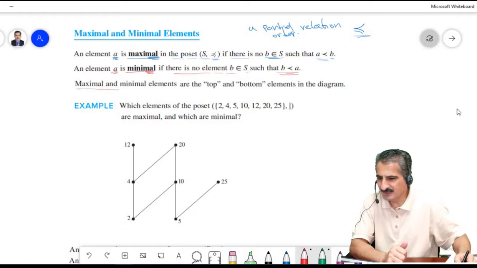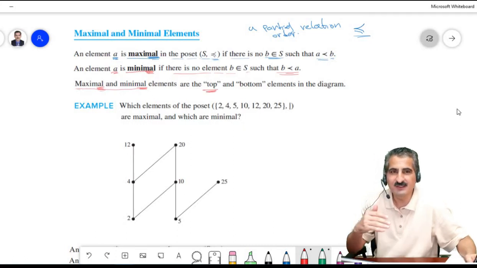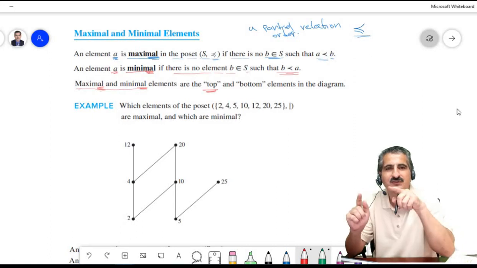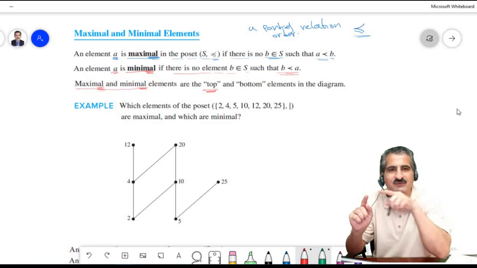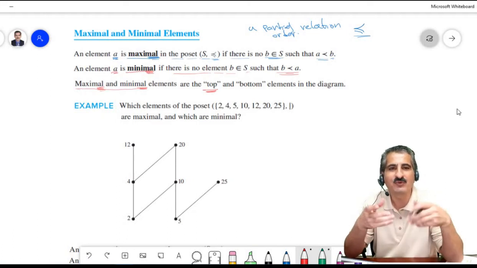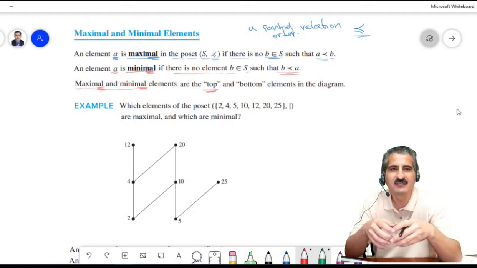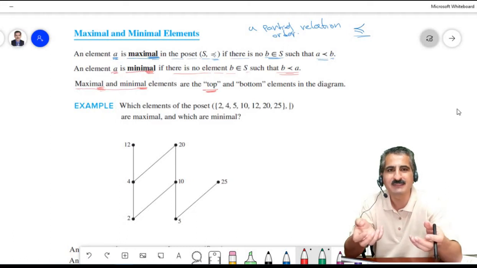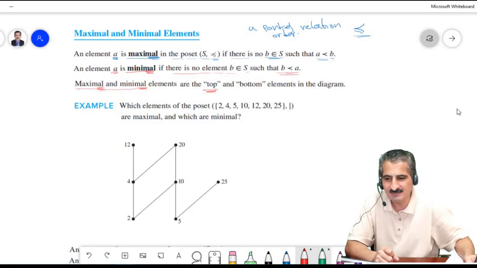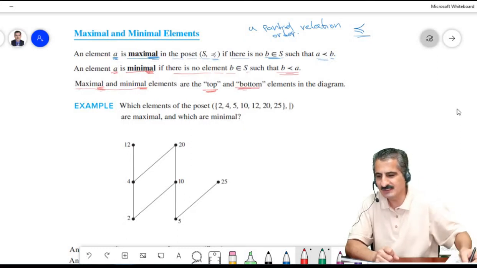But here it says minimal and maximal. Maximal elements are the tops. So when we make Hasse diagrams, we might have different tops. Each one of these tops is a maximal. So we may have more than one maximal element and also more than one minimal element. So the top is for maximal and the bottoms are for minimal. So this is an example.